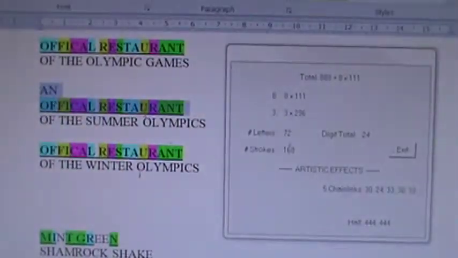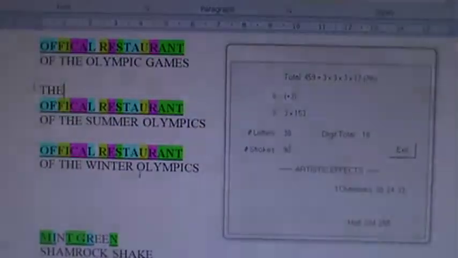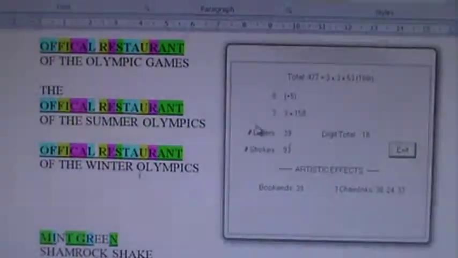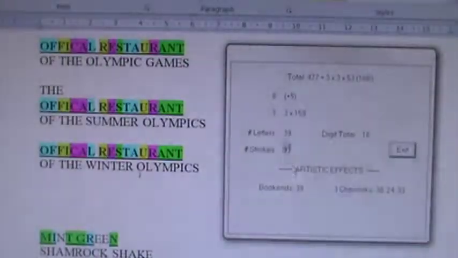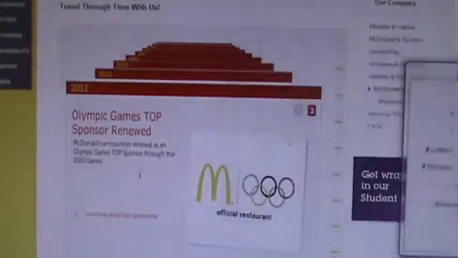And then you can put the word "and" in front. You can put the word "the" in front. Okay, and just see what you get. More 3s. Wow, 39 letters, 93 strokes, pure 3s. 333. The official restaurant of the Summer Olympics. Okay, there you go. So we solved that to our satisfaction.